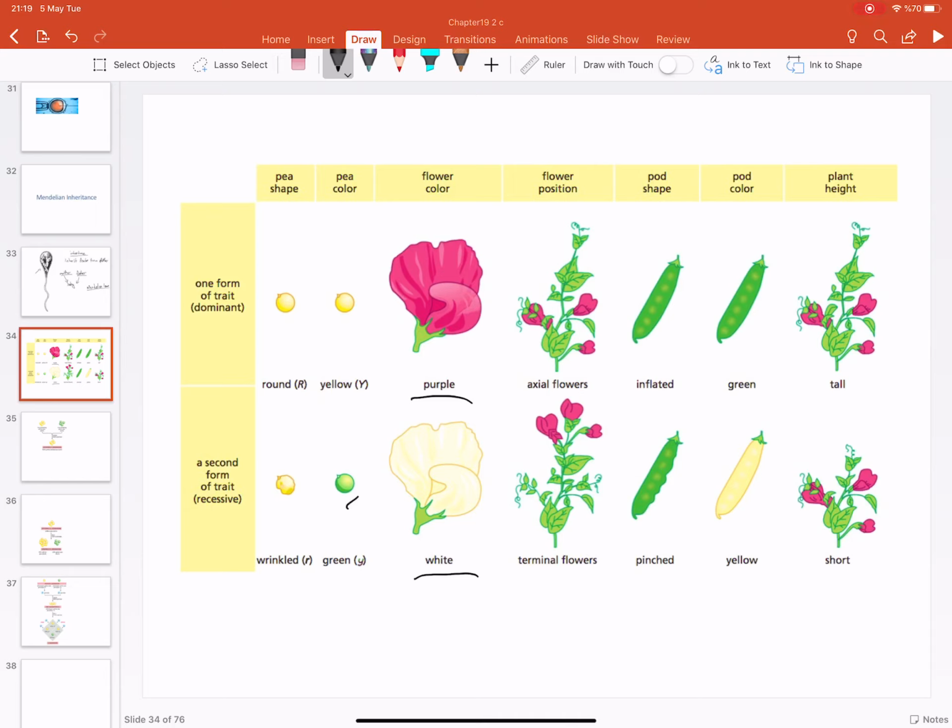It is either green or yellow. It is either wrinkled or round. It is either inflated or pinched, or either tall or short. So we can simply classify the pea plant as tall and short. This is something that we cannot do on humans. This is something that we cannot do in other animals as well.